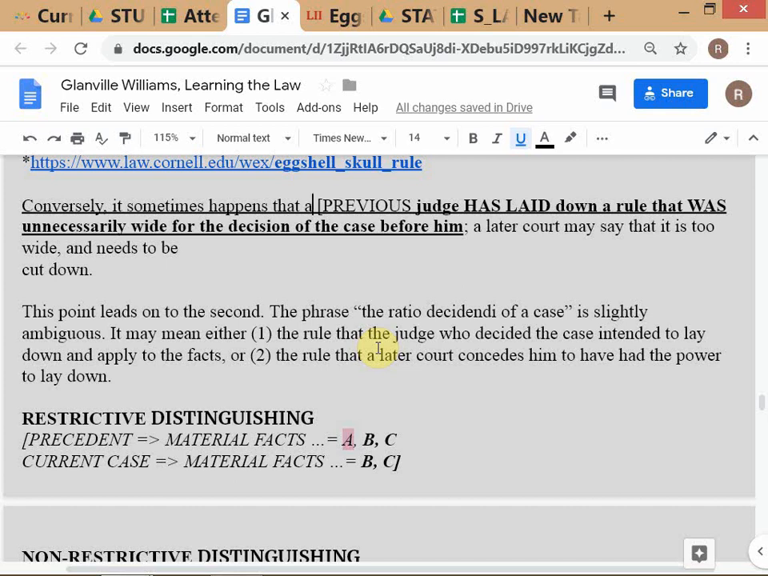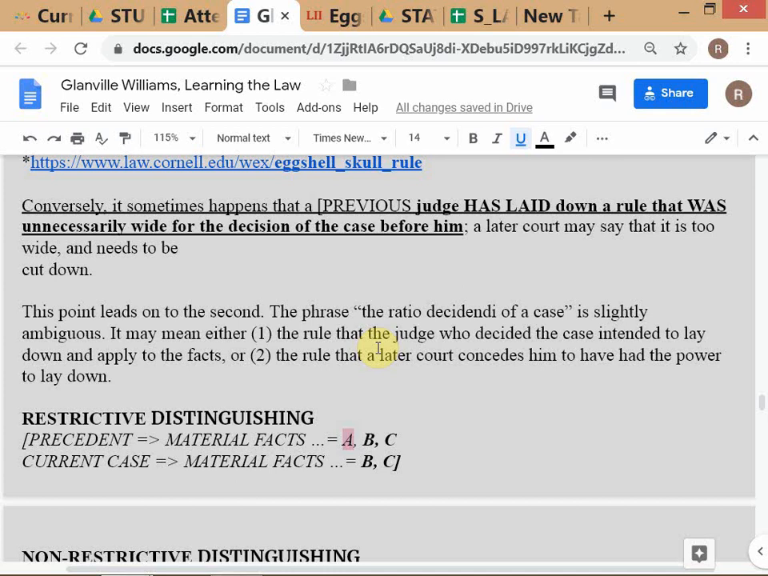So the next batch, the girls are arguing that the previous year's decision was too wide. We would like to restrictively distinguish that case and say that it is not applicable to our case, because it is true that only boys smoke hookahs, and it is also true that in that particular case, all those who were caught smoking hookahs were boys.